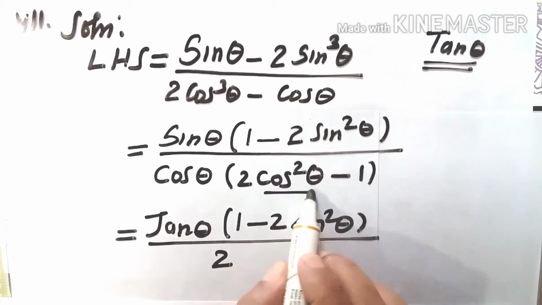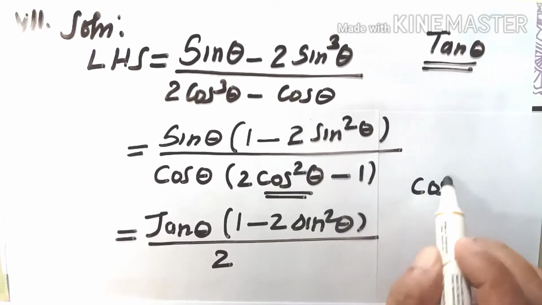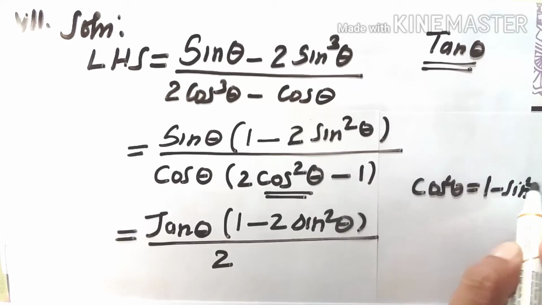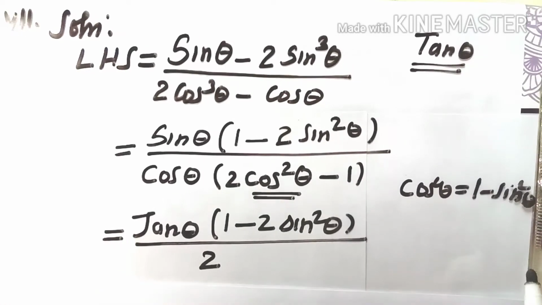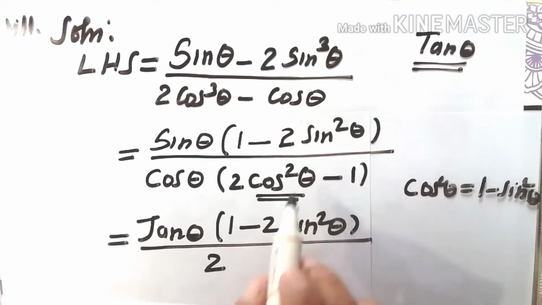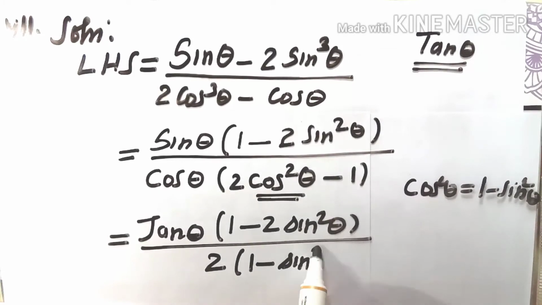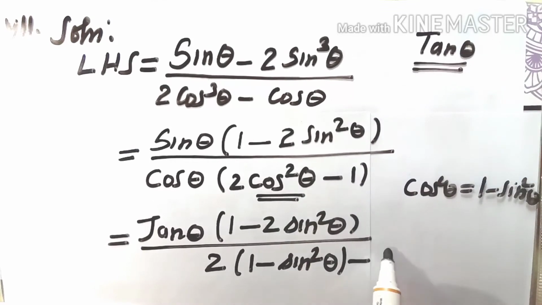After that, take the identities. We know that cos² θ is equal to 1 minus sin² θ. So taking the fundamental identities, we know that cos² θ is equal to 1 minus sin² θ, we can close the bracket. After that, again minus 1.